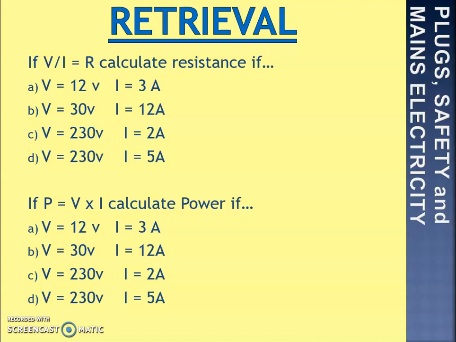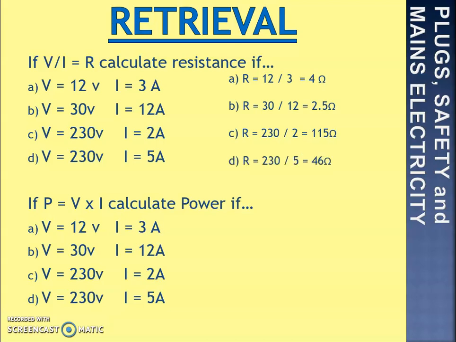Okay, question 1. If V is 12 and I is 3 to calculate resistance, that's 12 divided by 3, giving you 4 ohms. Make sure you have that unit correct. Question B, if V is 30 and I is 12, that would be 30 over 12, giving you 2.5 ohms. Question C, if V is 230 and I is 2, that would be 230 divided by 2, giving you 115 ohms. And finally, 230 divided by 5 would give you 46 ohms.